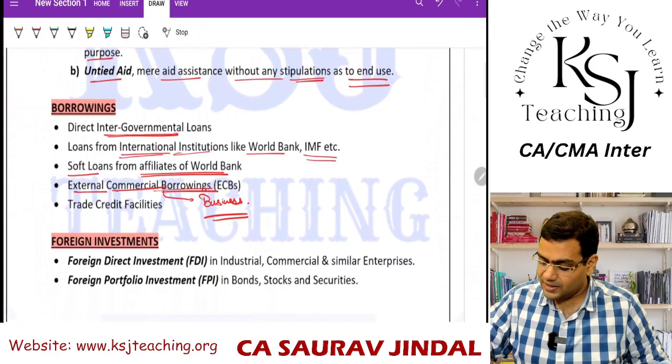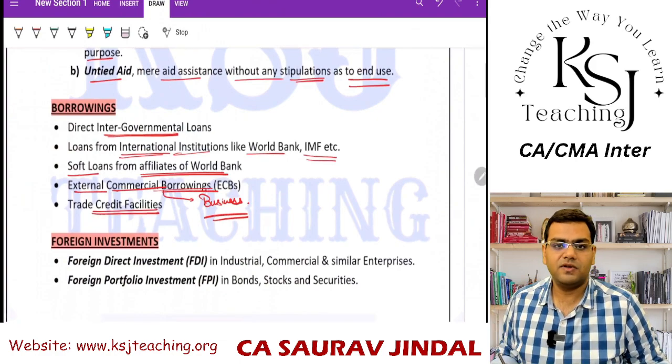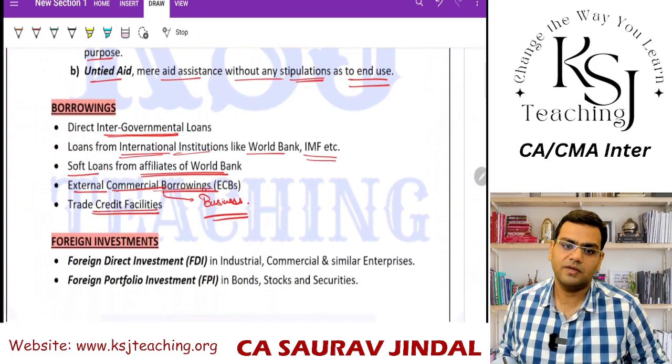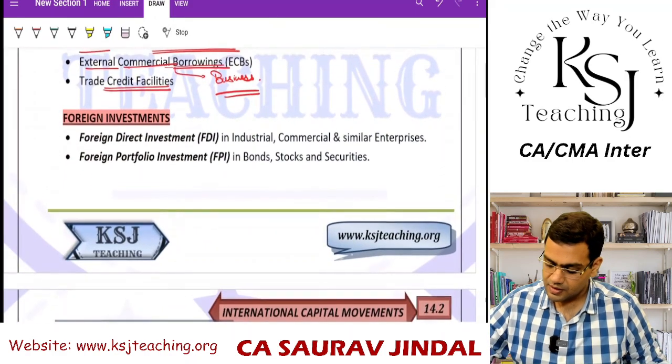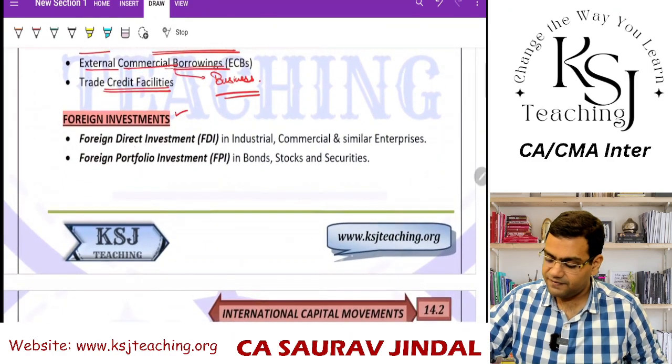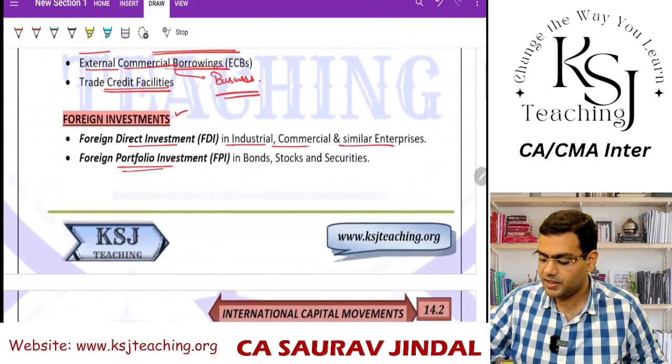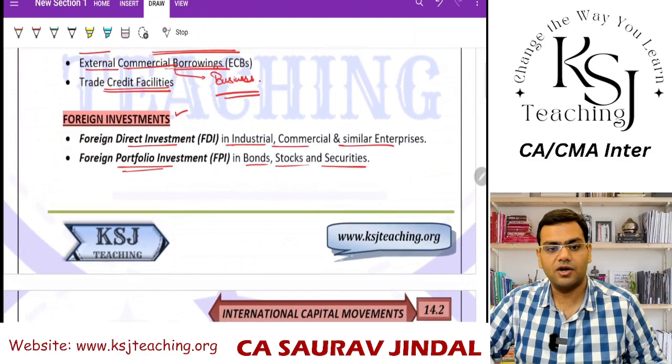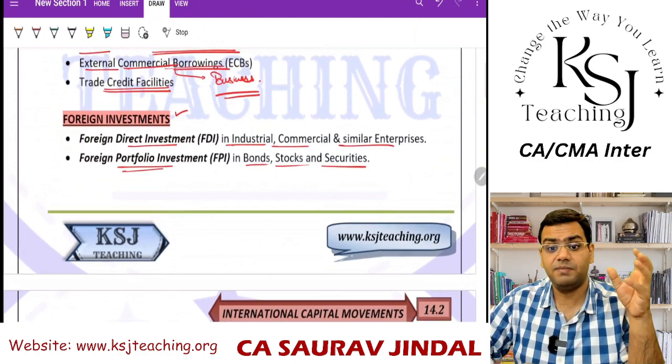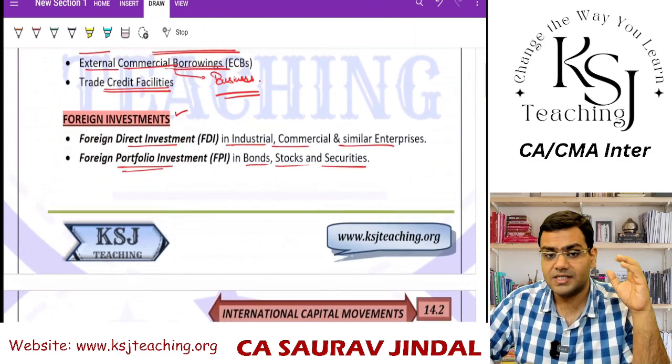Then there are trade credit facilities. During the trade, if you are providing credit facilities, that is also in the form of borrowings. Foreign investment: FDI in industrial, commercial and similar enterprises, and portfolio investment in bonds, stocks and securities. Now FDI and FPI, this is what we have to study in totality.